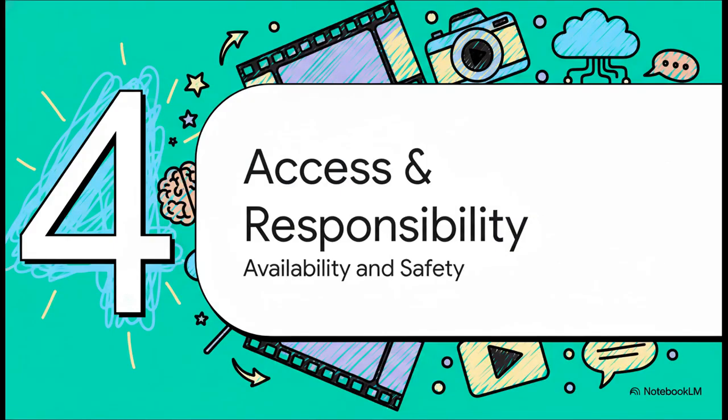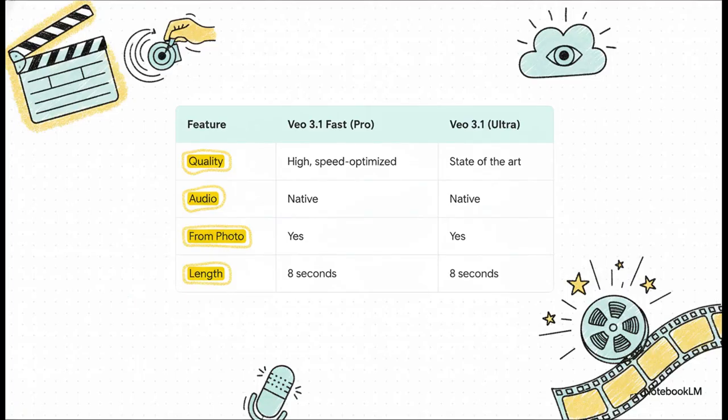Of course, whenever a technology this powerful comes along, 2 huge questions pop up right away. How do you get your hands on it? And how is it being managed responsibly? All right, so access is tied to Google's AI subscription plans. Looking at the table, you can see the Pro plan gets you the fast model, great for quick iterations and social content. The Ultra plan gives you the top-tier, state-of-the-art model for when you need the absolute best quality. But crucially, the core features, 8-second clips, audio, and animating photos, are available in both.